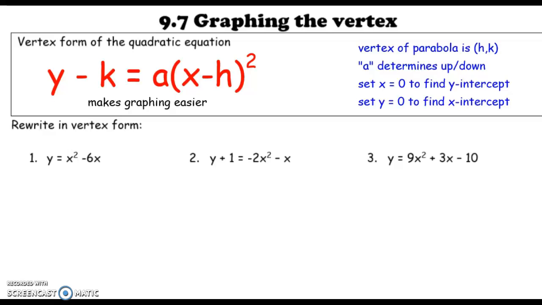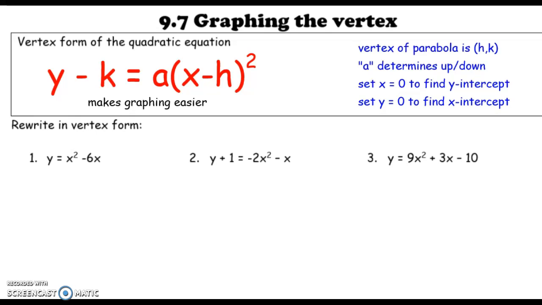So you're probably thinking, why are we going back to graphing? Today we're talking about graphing the vertex, and the vertex form of the quadratic equation we couldn't have done when we were graphing before in sections 9.1 and 9.2 because there was some information we didn't quite know how to do yet. This is actually going to make graphing a lot easier.